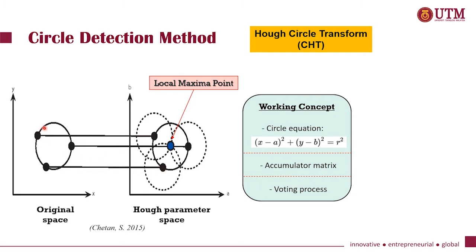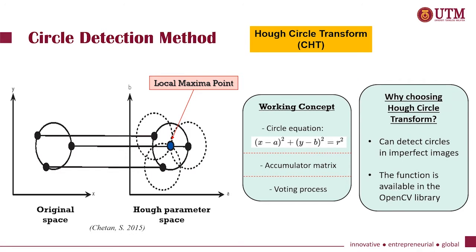For each of the xy points in the original space, a circle is defined in the Hough parameter space. The accumulator matrix is then used for tracking the intersection point. In the parameter space, the voting number of the points which the circle passes through will increase by 1. In the end, the local maxima point is determined, which indicates the center of the original circle.